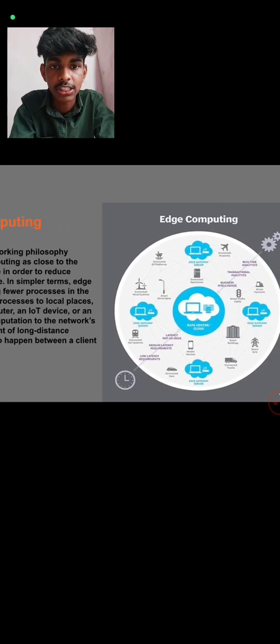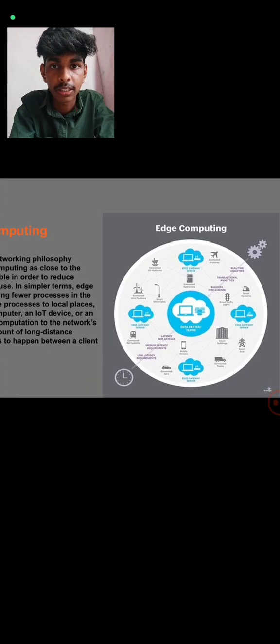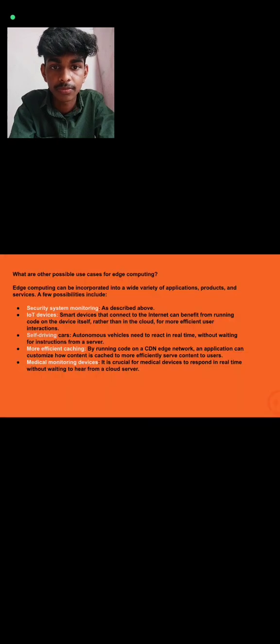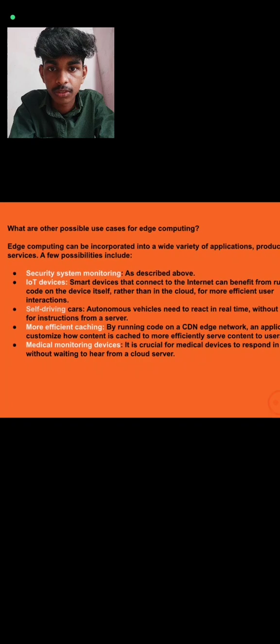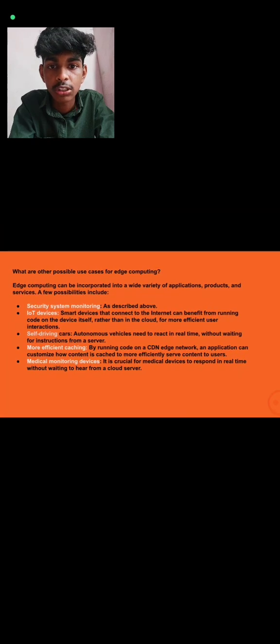Here is a representation of edge computing. And some possible use cases of edge computing: IoT devices, self-driving cars, more efficient caching, medical monitoring devices, and security system monitoring. IoT devices, smart devices that connect to the internet, can benefit from running code on the devices themselves rather than in the cloud for more efficient user interaction.